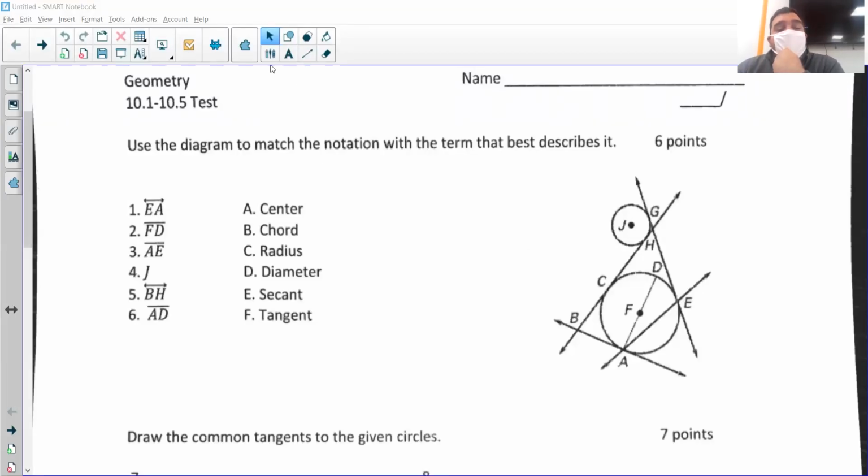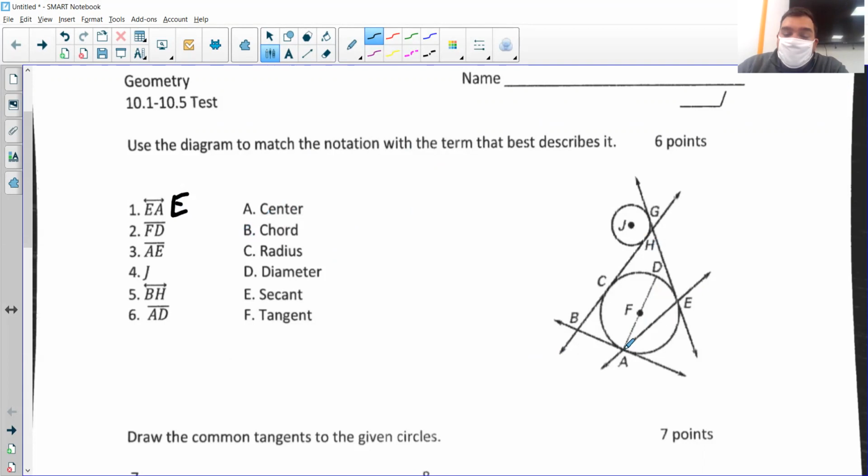Yes. EA. This has arrows at the end. Who's teaching this? Me. No, wrong. EA. It goes through the circle. Because it goes through the circle, it is a secant. Good. So secant. Good job, you guys.